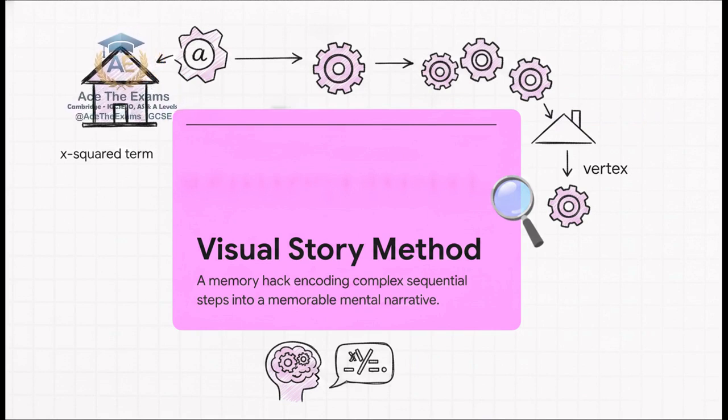Before you can even think about building the roof, which is your vertex, you have to factor out that a coefficient to literally clear the plot of land. By turning these dry, procedural steps into a vivid mental movie, you're automating your efficiency. You're basically becoming a mathematical machine, just smoothly shifting through the gears of the problem.